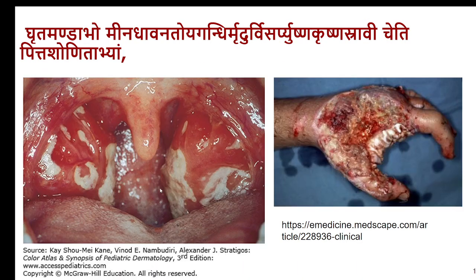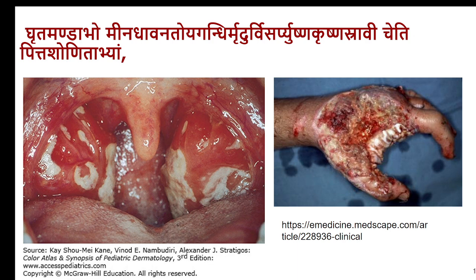Then Ghritamandavaha, Meena Dhavana Toya Gandhi, Mrudu Visarpi, Ushna Krishna Stravi Cheti, Pitta Shonita. In the Pitta Raktaja Vrana, there could be acute sepsis, and due to the acute sepsis, there will be a pus which is like the Ghritamanda, whitish color pus, and the smell would be Meena Dhavana Toya, the fishy odor, the odor of fishy. Rather, in the present day situation, we use the term like rotten egg smell. The term used in the present terminology is the rotten egg smell.